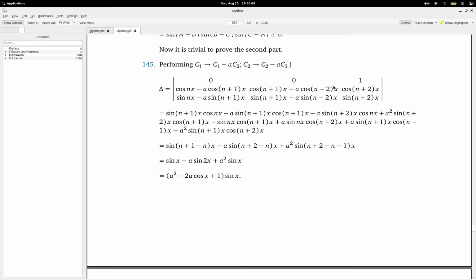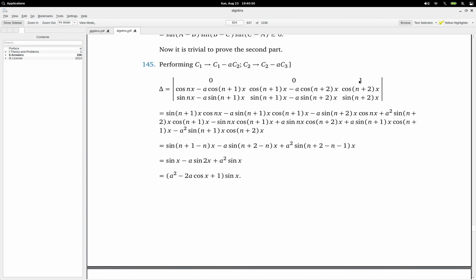So we are left with 2 zeros here, and the second row becomes cos nx minus a cos (n plus 1)x, cos (n plus 1)x minus a cos (n plus 2)x, cos (n plus 2)x, and the third row would be sin nx minus a sin (n plus 1)x, sin (n plus 1)x minus a sin (n plus 2)x, sin (n plus 2)x.